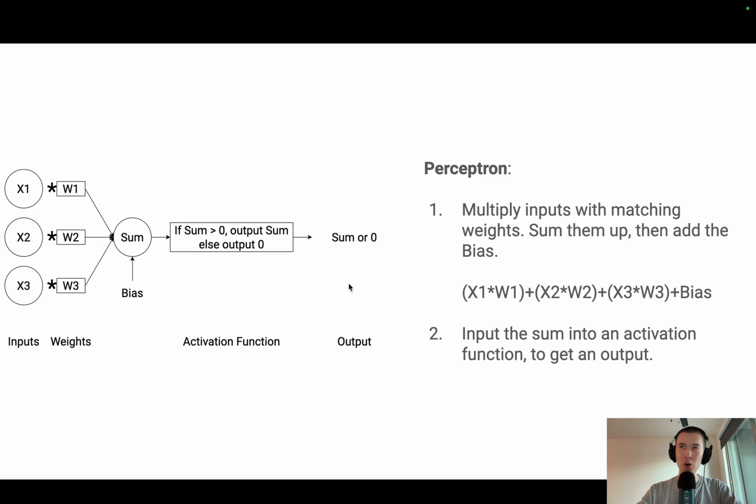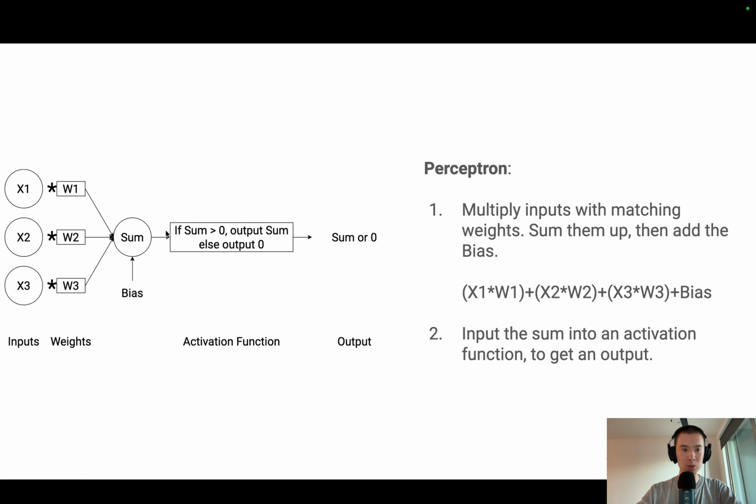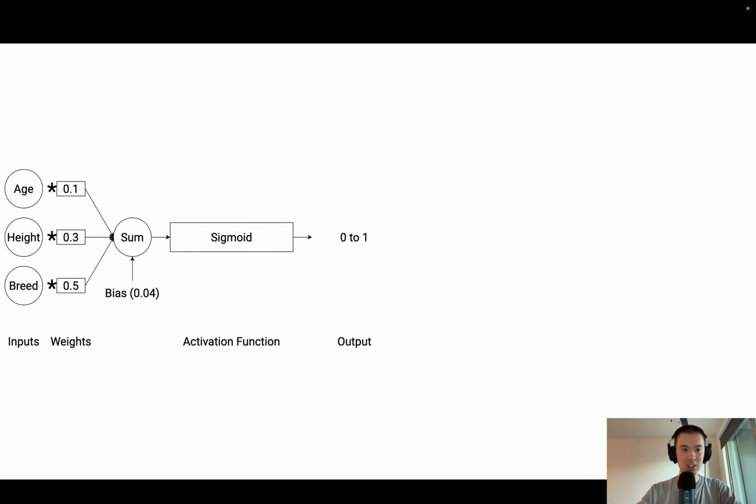Let's go with a more real-life world example, although a bit contrived. Determine dog adoptability. Notice that instead of x1, x2, x3, we now have age, height, breed. Instead of w1, w2, w3, I inserted completely random numbers for the weights. And I did the same thing for the bias. I just set it to 0.04. So sum equals age times 0.1 plus height times 0.3 plus breed times 0.5 plus 0.04.